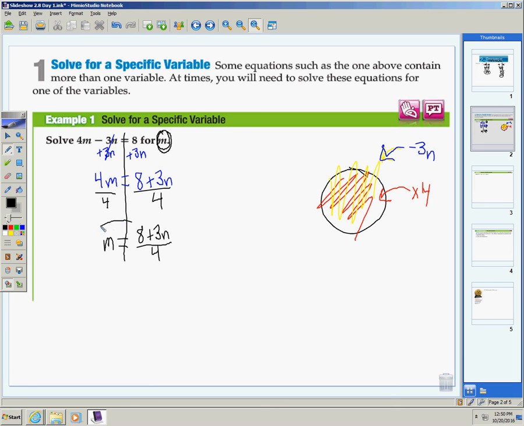Solving these equations is not as hard as it looks, because all you're doing is just trying to get your variable by itself. And the way we do that is just like what we did before when we had numbers. It's just now we're going to have another variable in this equation.